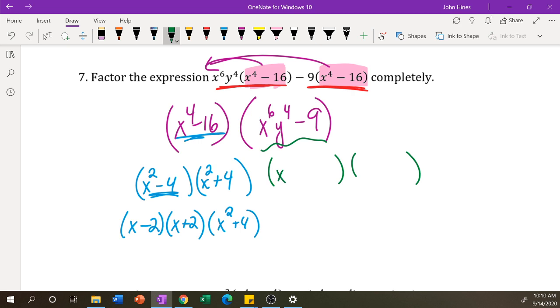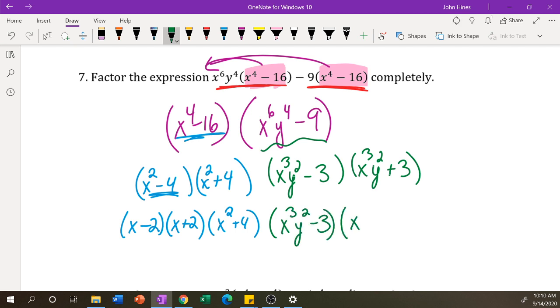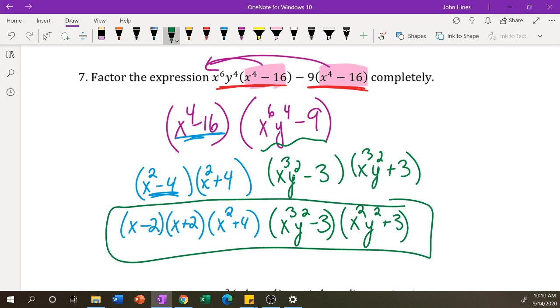X to the 6th, I think, is x to the 3rd, y squared. Yep, that does it. Minus 3 plus 3. And then I'm going to give that one more look, but I'm just going to bring those guys down because those aren't squares. 3 is not a perfect square. What nice integer times itself gives me 3? Nothing. It's some crazy irrational number. So that's how we factor that completely.